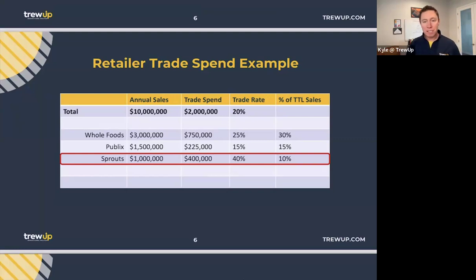And then you're able to identify, wait, we've got an account, Sprouts here, with a 40% trade spend rate on my $1 million, yet they only make up 10% of my sales. So out of the gate, 40% is probably higher than what we're shooting for. That allows us to see how we could potentially optimize our spend within this account.